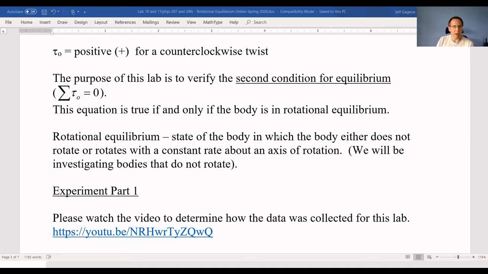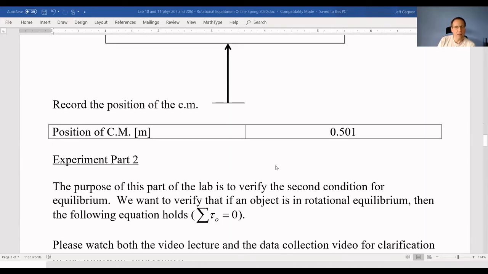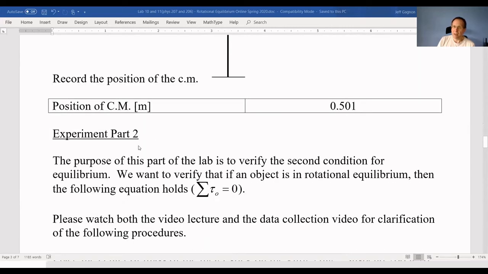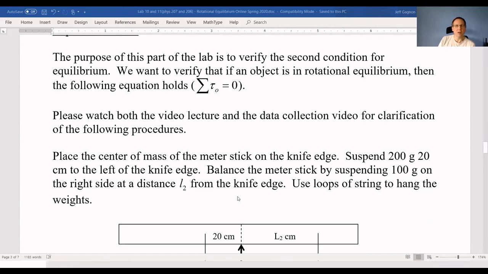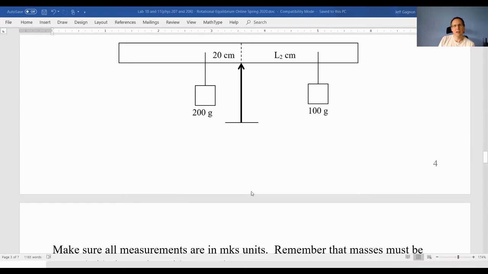Okay, so let me go back. So we found the center of mass of our meter stick, right? So part 2 here, again, was to verify this second condition for equilibrium, the fact that the sum of the torques should equal 0. So let me show you how you should measure this, set this up, and do these particular calculations. The goal here is to calculate the sum of the torques given a particular situation.